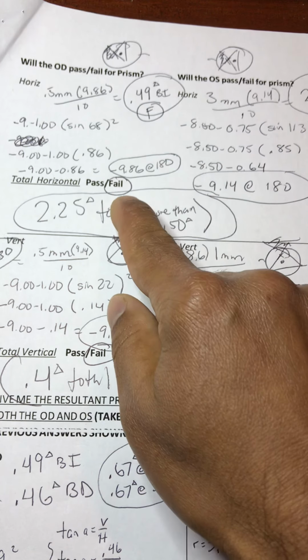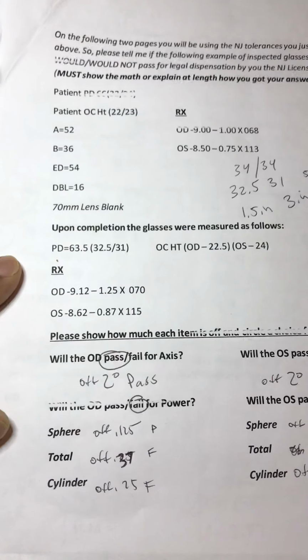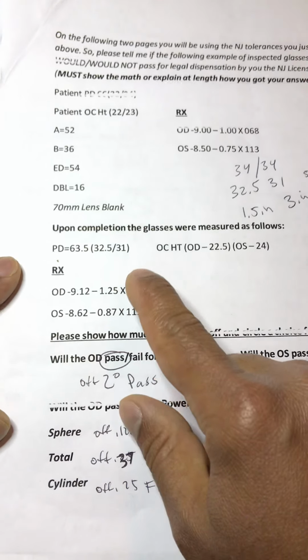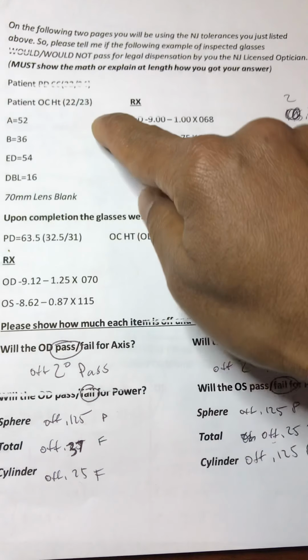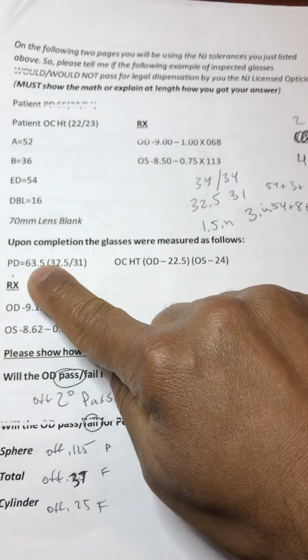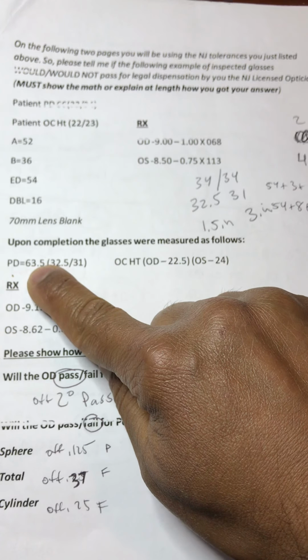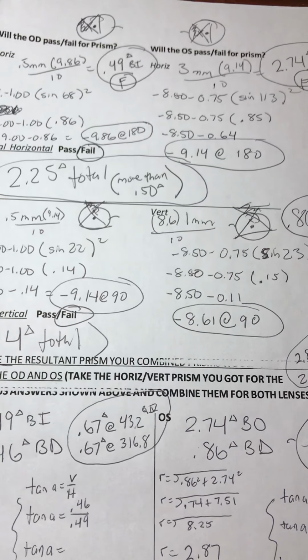And then this job would fail because the original PD, go back to this sheet for a moment, was ordered at 66, although my paper's kind of messed up, but it came in at 63.5, which means it's more than 2 millimeters. In this case, it was 2.5.